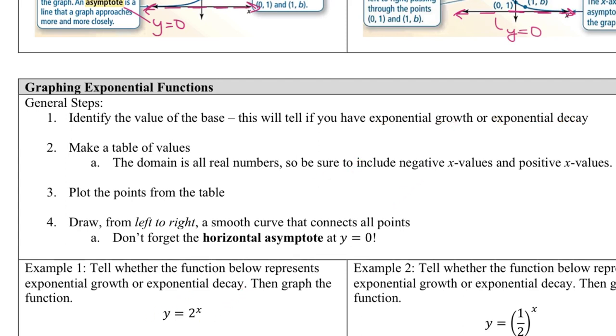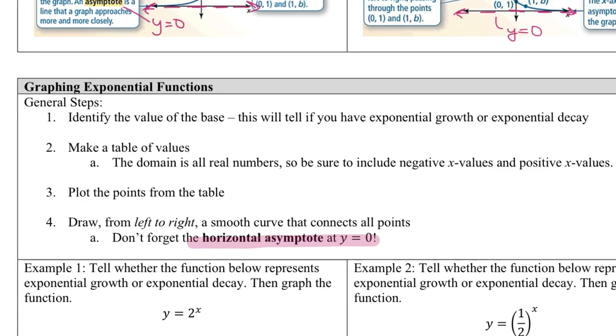Then make a table of values. The domain is all real numbers. That means I can have any x I want, but I need to be sure to include negative and some positive x values. Once I have my table, plot the points. Then draw the graph from left to right, but don't forget about the horizontal asymptote at y equals 0, meaning we're not going to go underneath the x-axis.